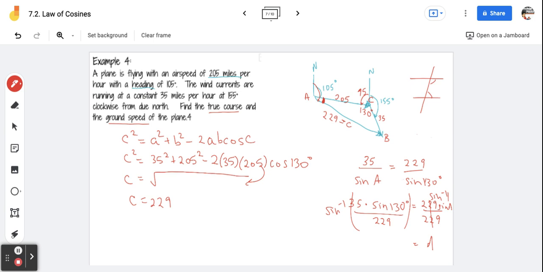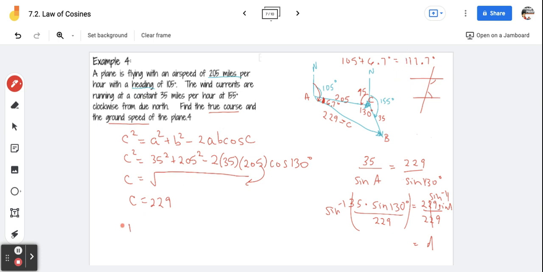So now this little angle in here is 6.7 degrees. The true course is how many degrees clockwise from north the actual path is. So it's 105 plus 6.7, which is going to be 111.7 degrees. Again, to keep significant digits, let's just round that to 112.